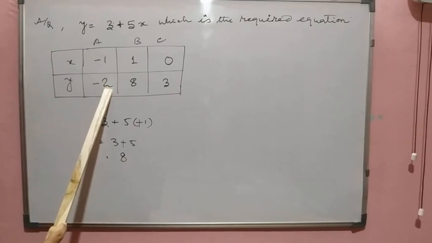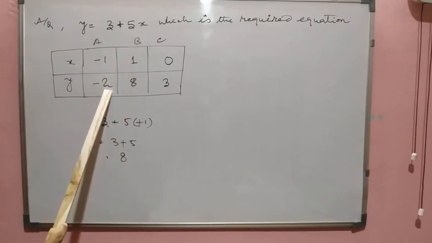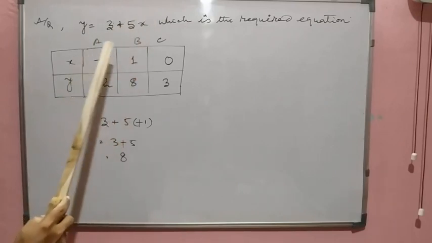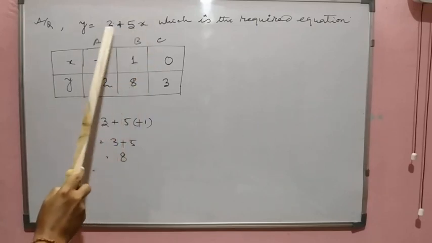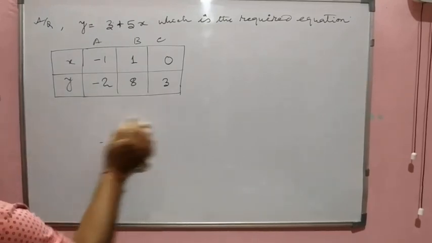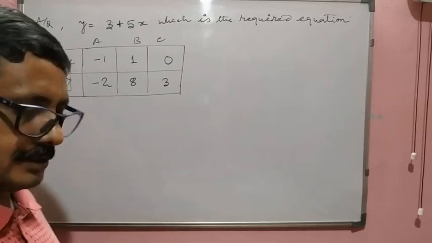If we put -1 here, definitely we get -2. If we put 1 here, then 5 into 1, 5 plus 3, 8. If we put 0 here, 5 into 0, 0, 0 plus 3 equal to 3. So after that you will try the drawing of the graph. You can draw its graph at home. I taught you earlier. So try this graph at home and show me then.